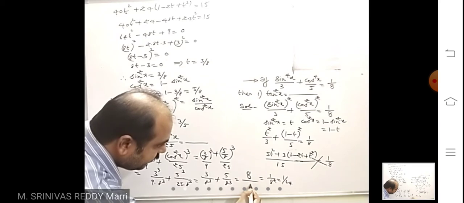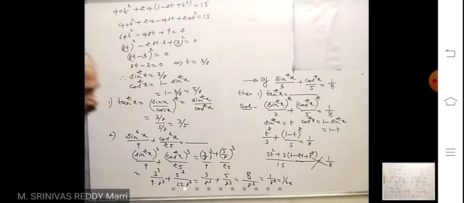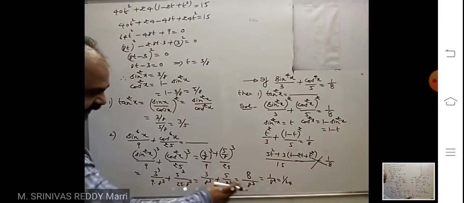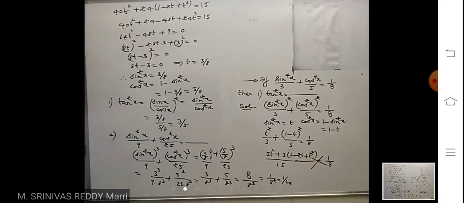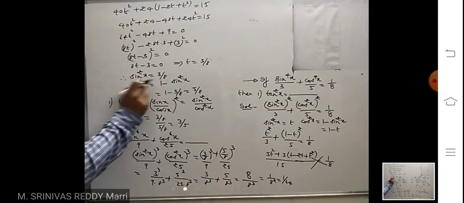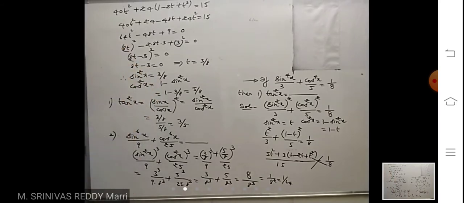8 divided by 8 cube. Here the common LCM is 8 cube, and 3 plus 5 is 8. Like that, next problem you got. The basic thing is, if you have this value, then you are able to solve these two questions. Like that, a comprehension or more than one correct answer can be given.